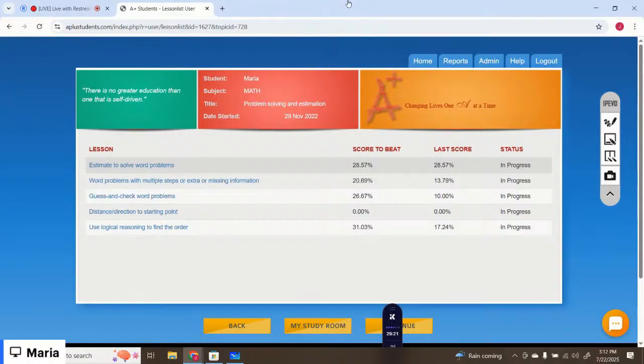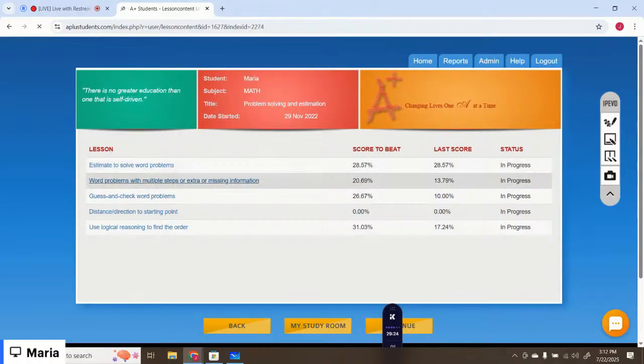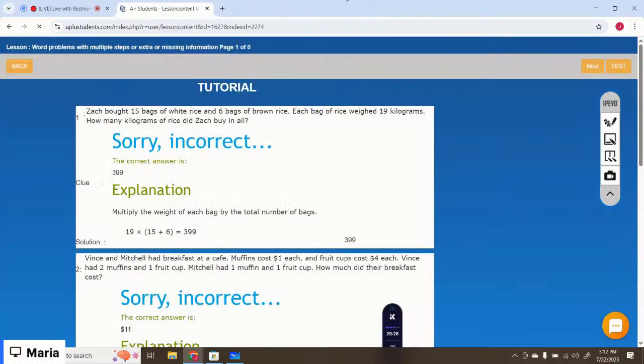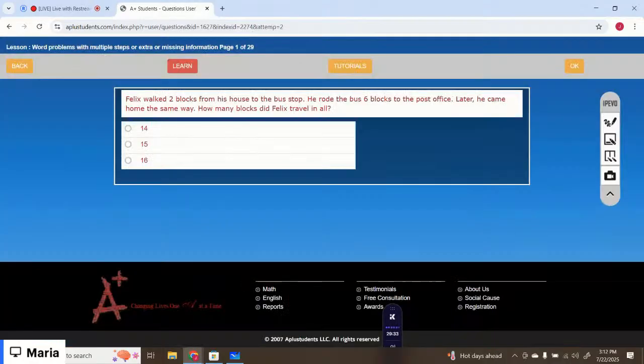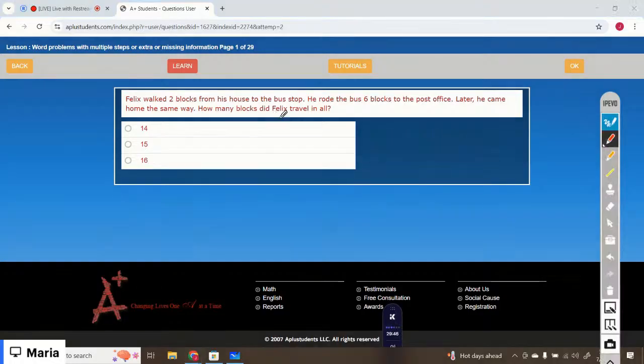The next lesson is word problems with multiple steps or extra or missing information. So let's just start with the test questions. Felix walked 2 blocks from his house to the bus stop. He rode the bus 6 blocks to the post office. Later, he came home the same way. How many blocks did Felix travel in all?